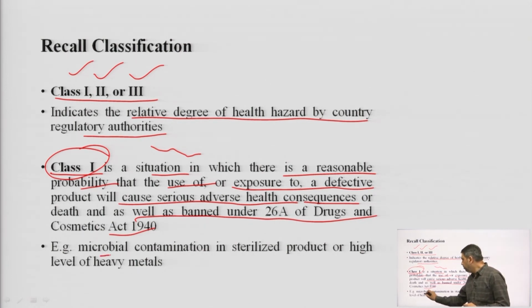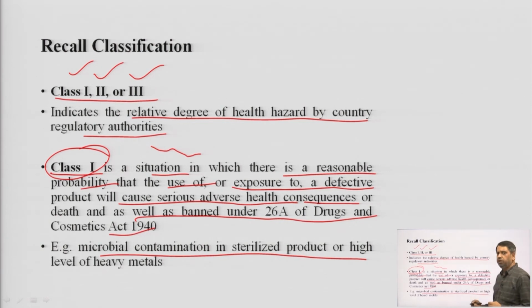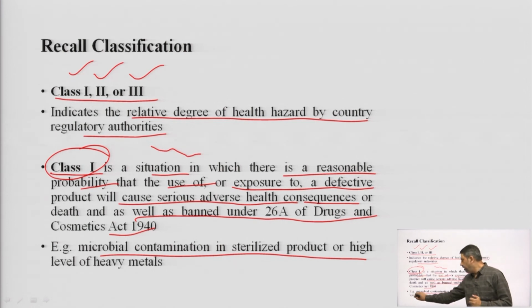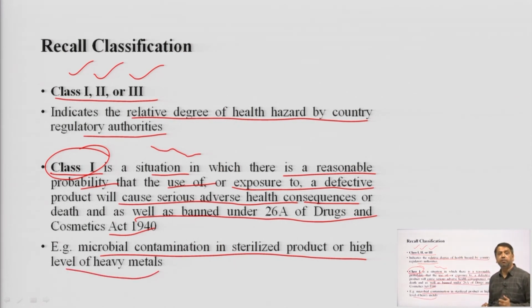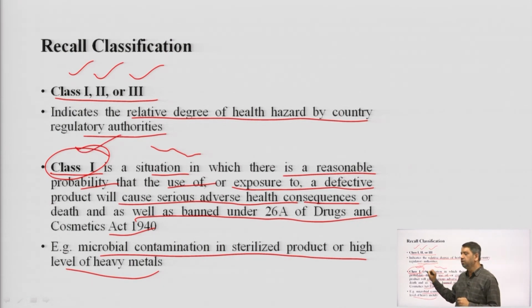For example, microbial contamination in a sterilized product. You can easily understand that if any microbial contamination is found in any sterilized product, or if a high level of heavy metals is found, those products must be withdrawn from the market immediately, and such recalls are class 1 recalls.